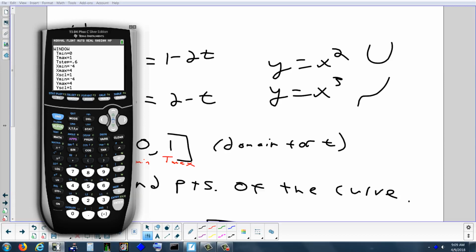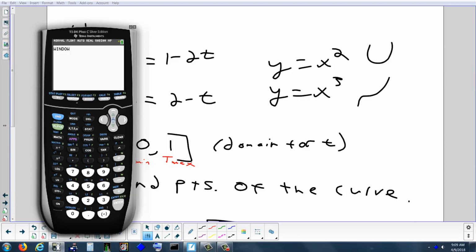So what's going to happen here is we're not going to get a full picture. It's going to plot a point when t is 0. It's going to plot when t is 0.6. But it can't plot anything after that. So look what happens to the picture. Okay? It was bigger than that before.